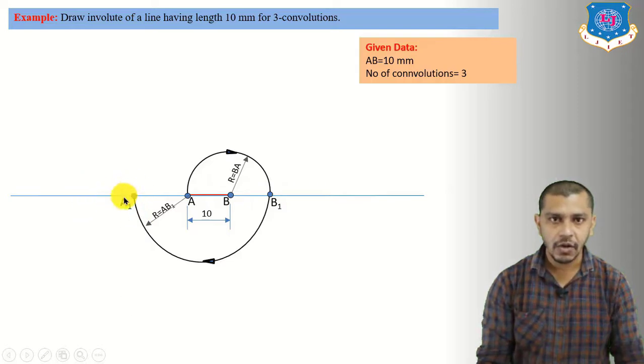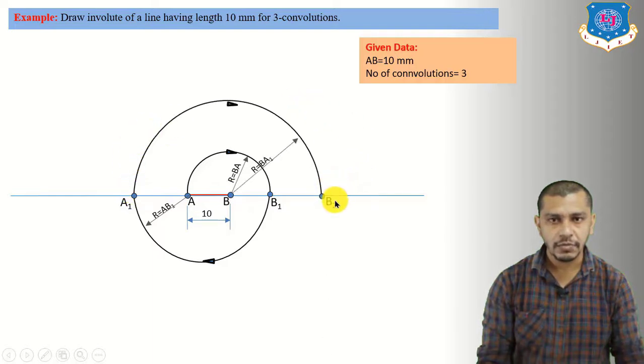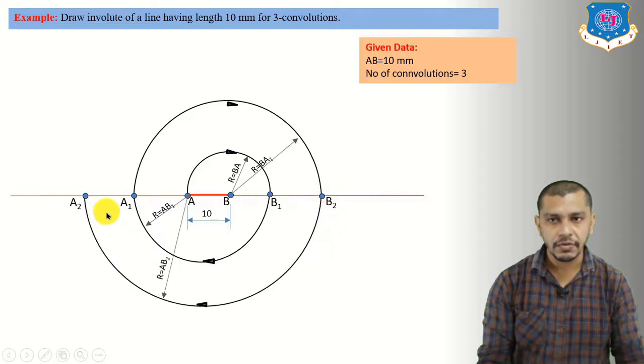After getting A1, again change the center. Now take the center at B, radius equal to B to A1, and give an arc. This will be B2. Now after getting B2, take the center at A, radius equal to A to B2 and give an arc. You will get A2. Right now we have completed 2 turns. Still we have to continue up to 3 convolutions or 3 turns.